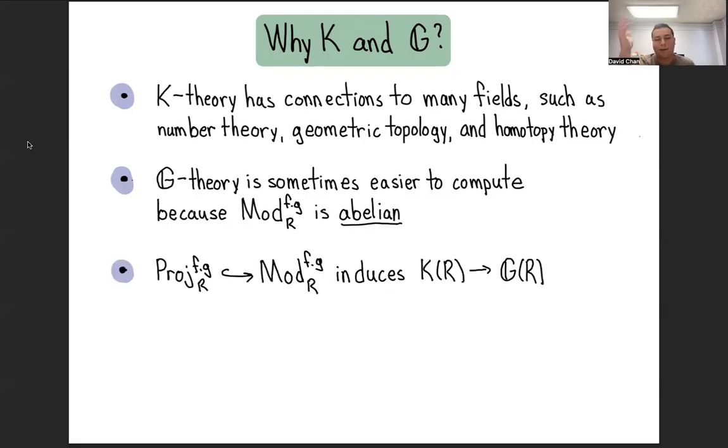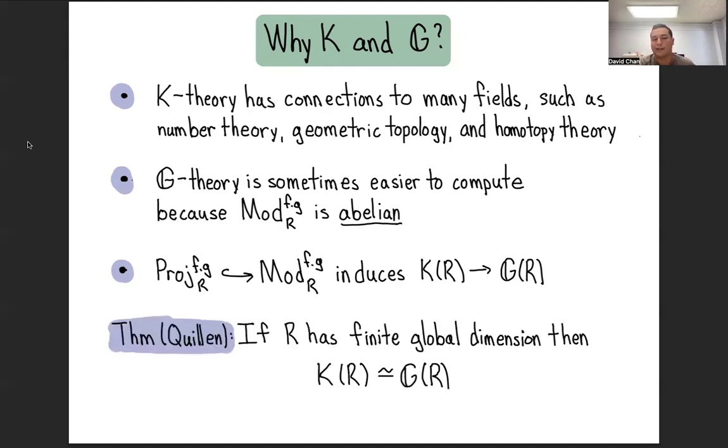Okay, so even then, right, I have the inclusion of projective modules into all modules, and this induces a map from K theory to G theory. And I can ask myself how close is this map to being an equivalence, right? Or if I know something about G theory, what does this map tell me about K theory? For instance, if your ring has finite global dimension, by which I mean that the Ext groups vanish above a certain finite level uniformly, then this map is an equivalence, right? So in nice cases for nice examples of rings, the K theory of R is actually equivalent to the G theory of R. And so if you can compute the G theory, then you can compute the K theory, essentially.